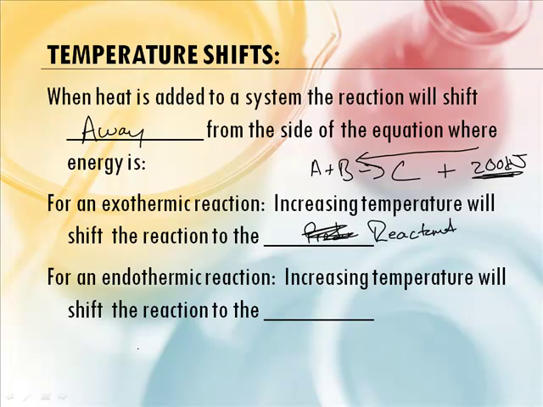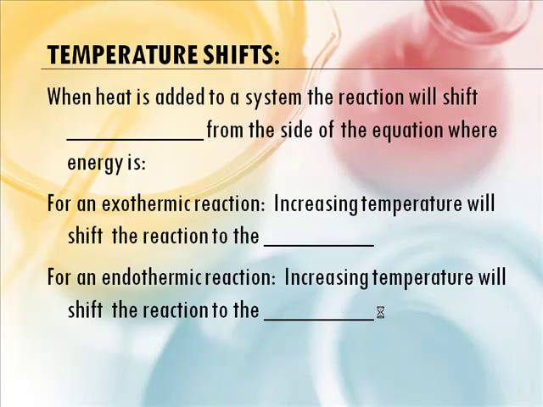If I've got a reaction, energy, 200 kilojoules or whatever, plus A turns into C, and you add energy to the reactant side, it'll shift away. So really it's kind of like adding a chemical. It'll shift to the, did I say reactant? I mean product side.